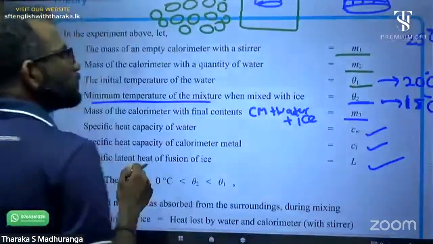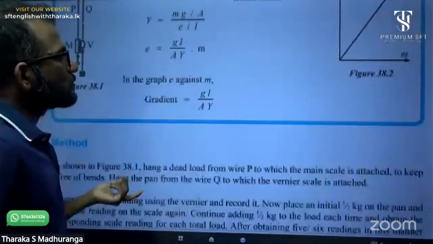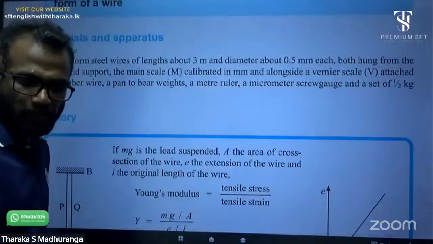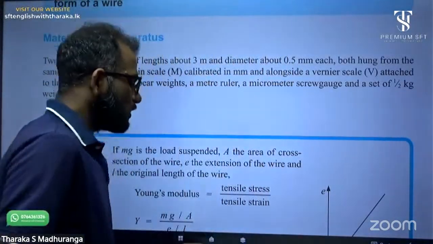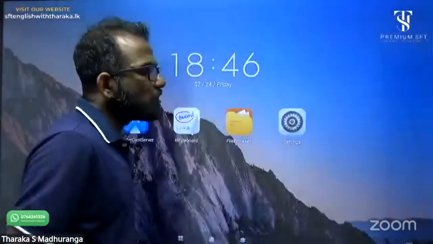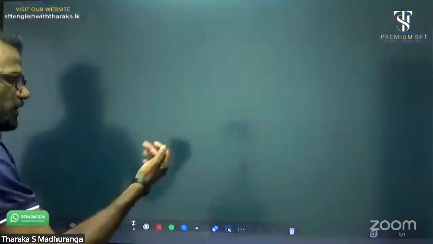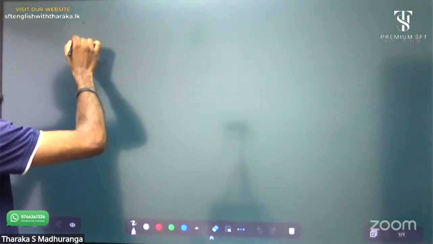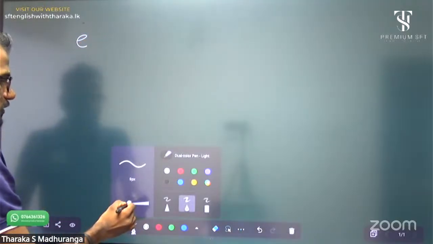Okay, let's move into the final practical. The final practical is the Young's modulus practical. Before moving to it, do you remember the meaning of extension that we discussed? What's the meaning of extension of any rubber or any elastic substance? Extension or elongation means the increase in length.